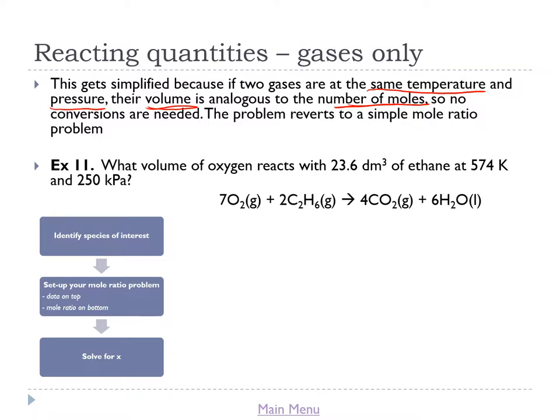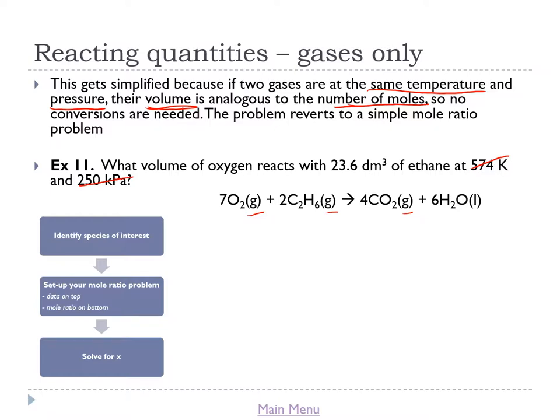So what does that mean in practice? Let's look at this calculation here. Example 11: what volume of oxygen reacts with 23.6 decimeters cubed of ethane at 574 kelvins and 250 kilopascals? Now, as I said, because we're only talking about gases, we can ignore the temperature and the pressure. Although it mentions temperature and pressure in the question, those are a bit of a red herring. That's more information than you need, and it's there just to confuse, so it can be ignored. So this reverts to a simple mole ratio problem.